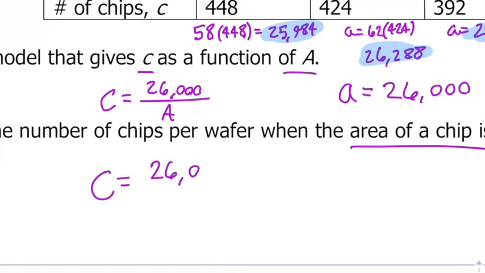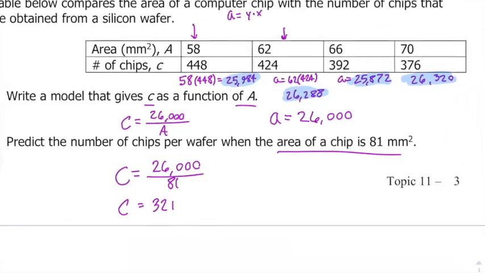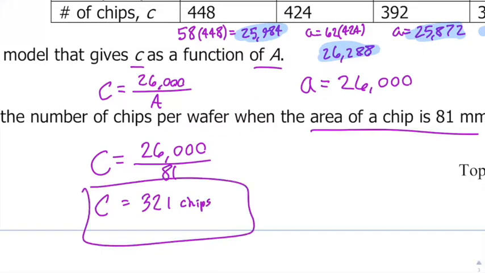Based off of our table, we saw that this wasn't a perfect table, and that's how life is, honestly, a lot of the time. So let's do that here. We got 26,000 divided by 81, and that got me 320 chips. If you round up, it's 320.9, so we can round up to 321 chips. And there you go.